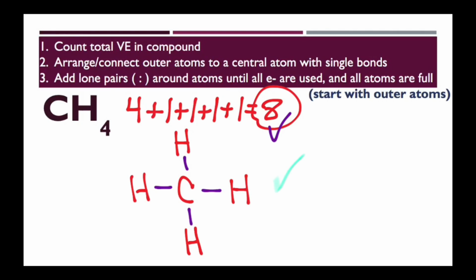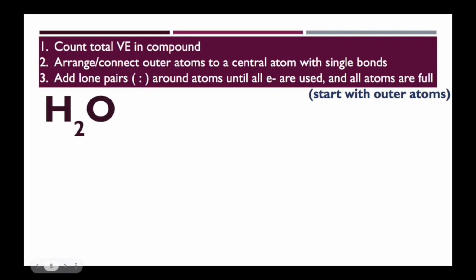So all of my atoms are happy, all my electrons have been used. This is my correct final structure for CH4. That's all we really got to do. They do get a little more complicated, but that's the basics. So let's look at H2O.